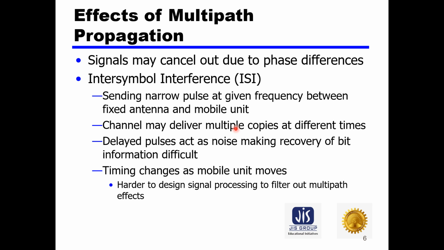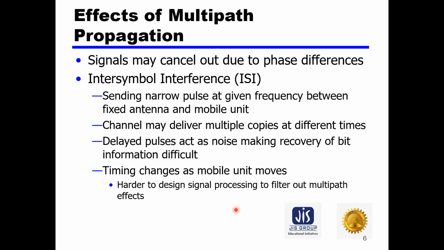Then inter-symbol interference is a very important term in case of multipath propagation or cellular communication. Inter-symbol interference, or ISI. So what is the ISI? ISI is sending a narrow pulse at a given frequency between a fixed antenna and a mobile unit. The narrow pulse will propagate from the fixed station antenna to the mobile unit. The channel can deliver multiple copies at different times, and the delayed pulses act as noise, making recovery of bit information difficult.